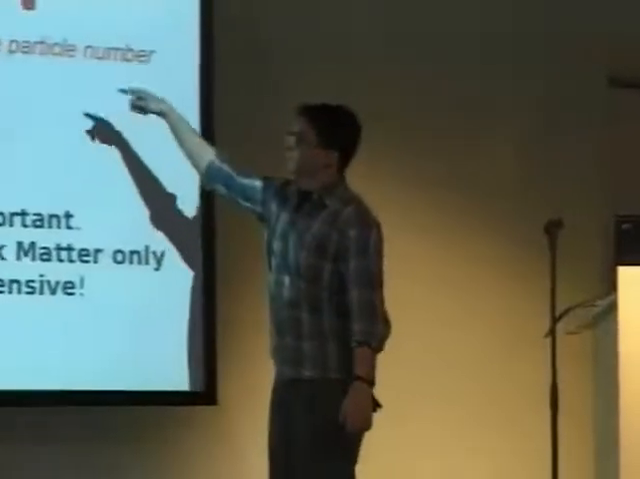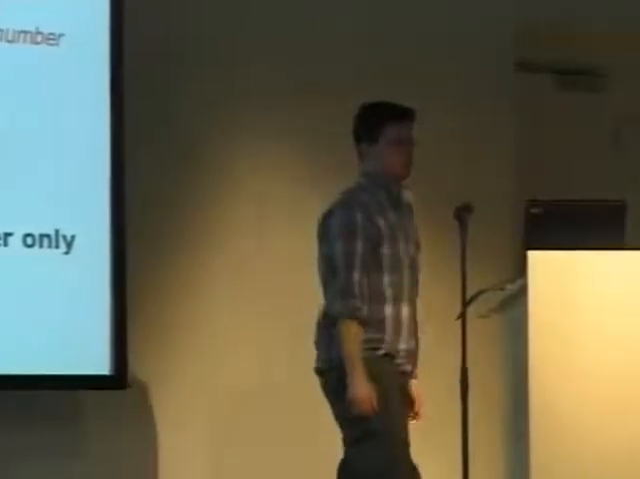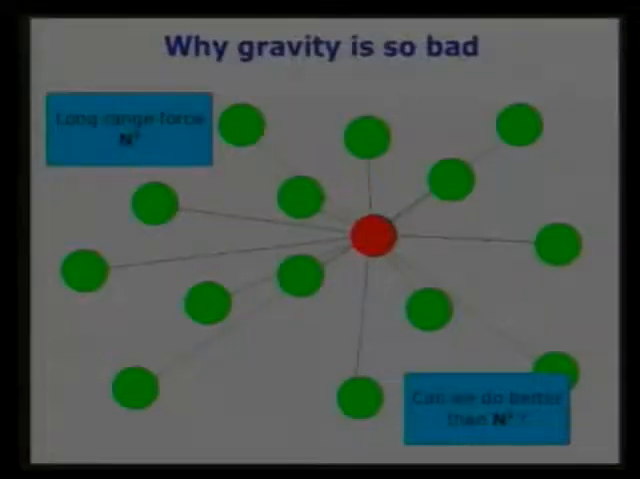So in the end, this means that you have to choose a very large n to do these calculations, and this is why the simulations of only dark matter are also so expensive. And the most expensive thing in these simulations is calculating the forces. And why is calculating the forces so bad? Because gravity is a long-range force.